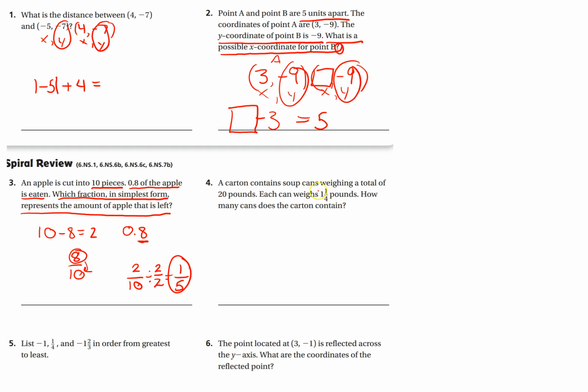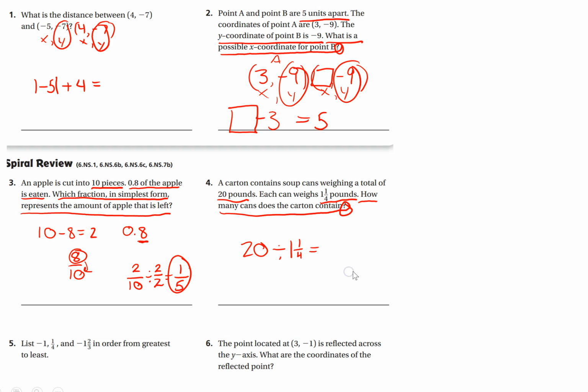All right, a carton contains soup cans weighing a total of 20 pounds. Each can weighs 1 1/4 pounds. How many cans does the carton contain? So you have 20 total. Each one is 1 1/4. So we need to find out how many 1 1/4 there are in 20. So that means we need to divide by 1 1/4. Okay. So just remember, change this to an improper fraction. Then you can do a copy, change, flip to solve that.